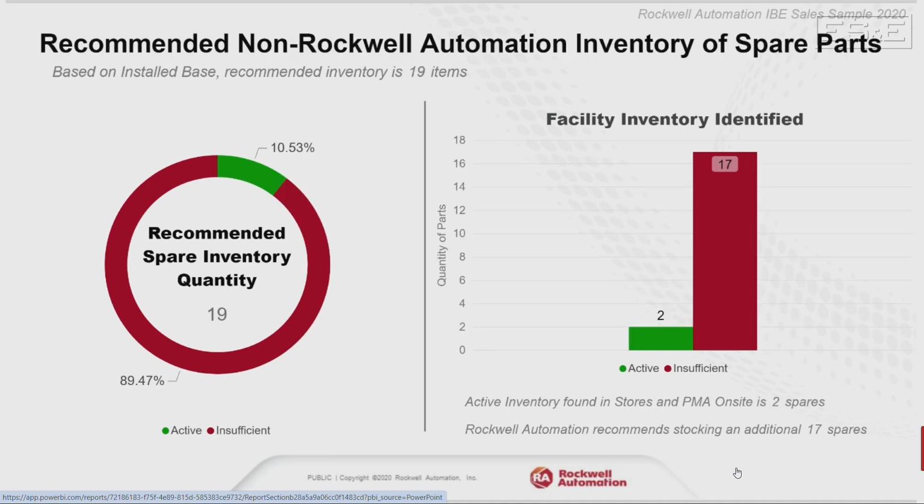And then this is your non-Rockwell. So they also look at your non-Rockwell install base and storeroom quantity and recommend what they believe that you should have. Same with the Rockwell. So here in this particular case, they believe that you're an insufficient 17 items for that non-Rockwell inventory.